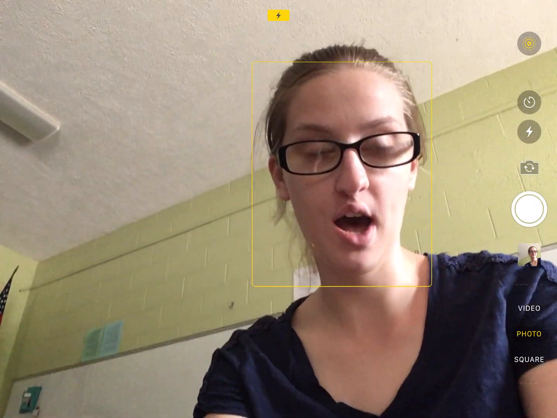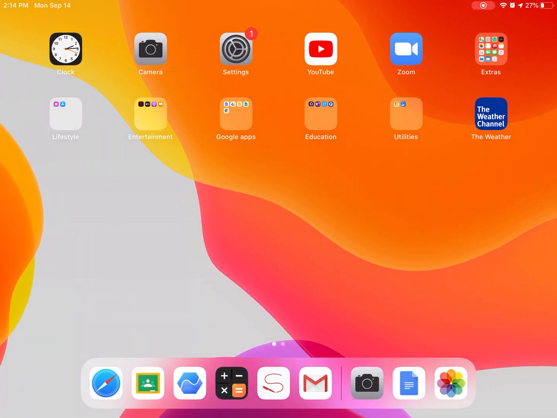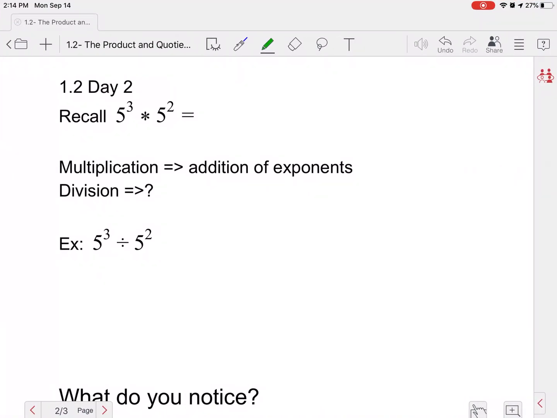Hi guys, welcome back. We're going to talk about 1.2 day 2, which is the quotient power instead of the product power. So we're going to go ahead and hop into our notes here.